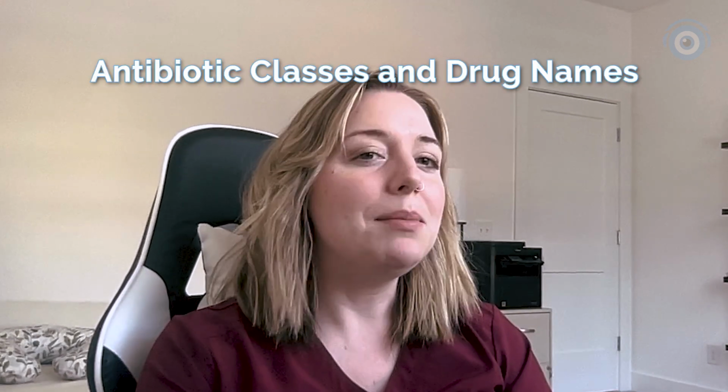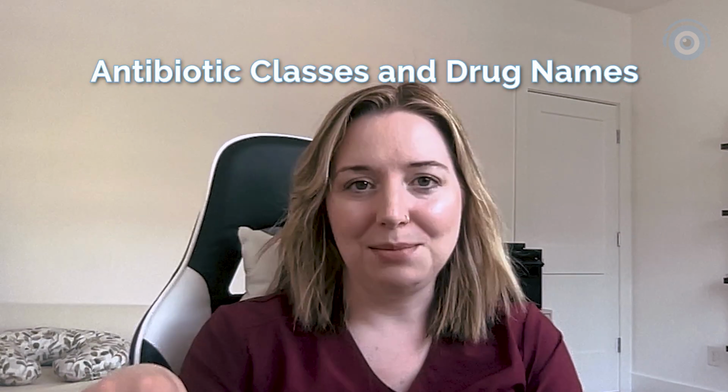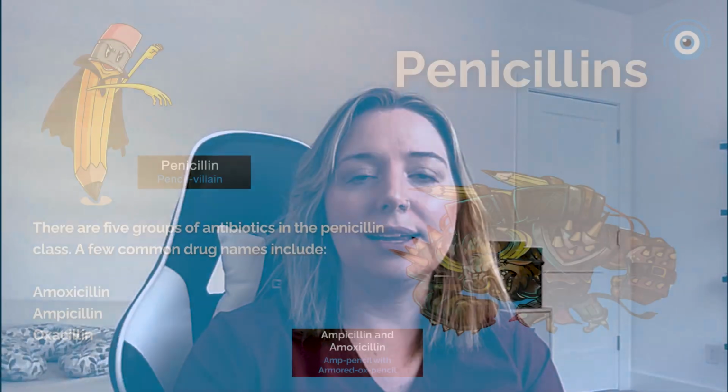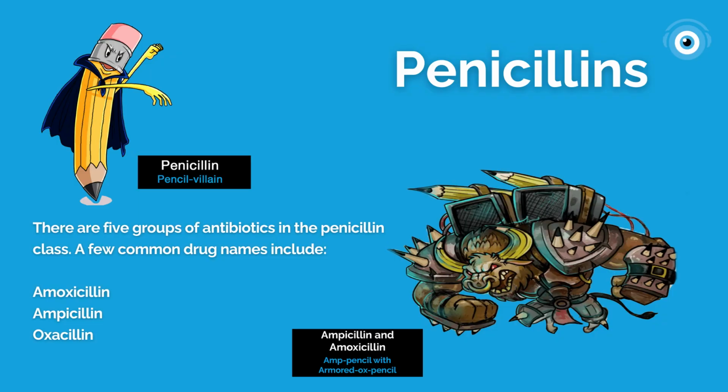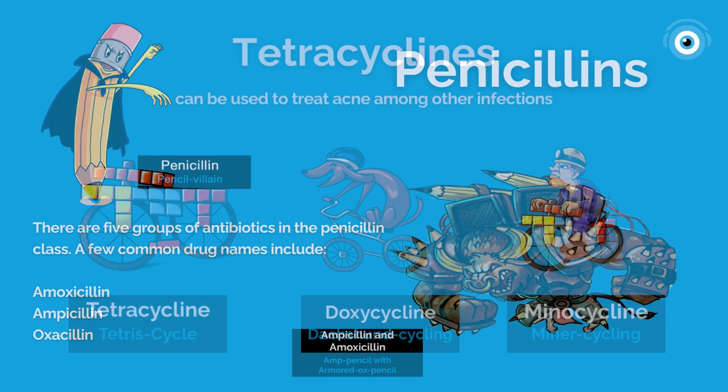So let's start with antibiotic classes and drug names. Start familiarizing yourself with antibiotic names by studying the classes of antibiotics and examples of common drug names. So here's a list to just get started. The first is penicillins. There are 5 groups of antibiotics in the penicillin class. A few common drug names include amoxicillin, ampicillin, and oxacillin.